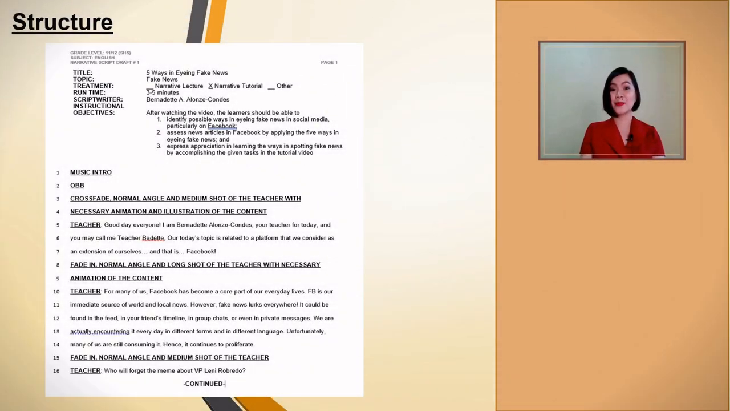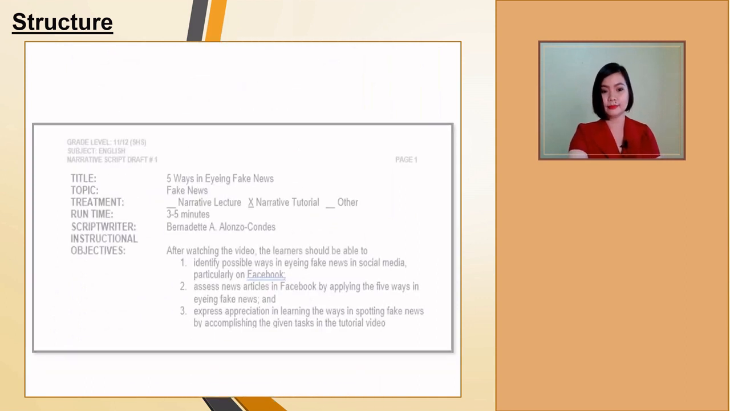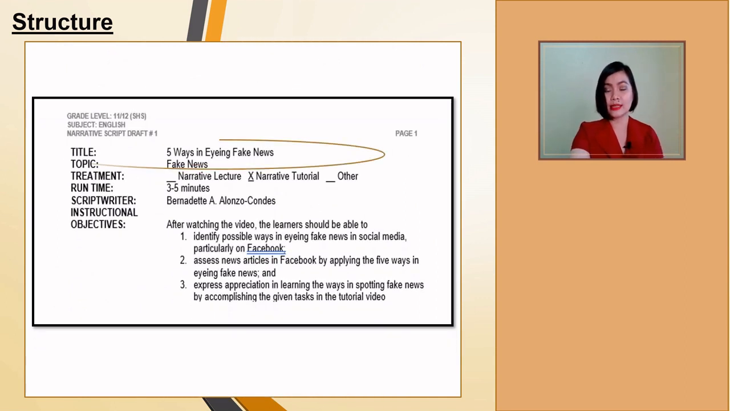Now let us have a specific example of a narrative script. As you can see on the screen, that is the script that I have written during our training on basic video production conducted last July 2020. So let us have the first part of the script. The first one is the title and the topic. So with this, you have to apply what you have learned in talk number 1, which is about developing or organizing the content.